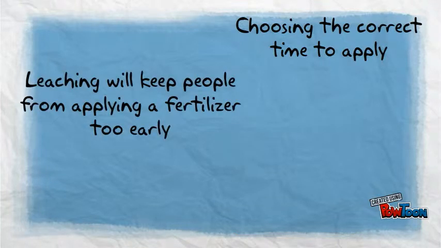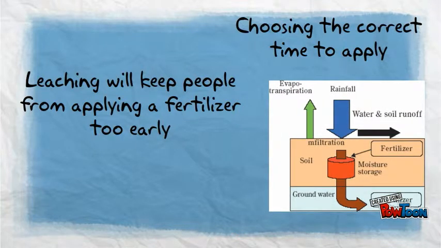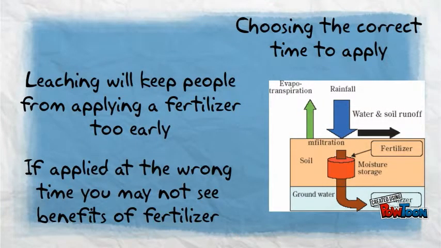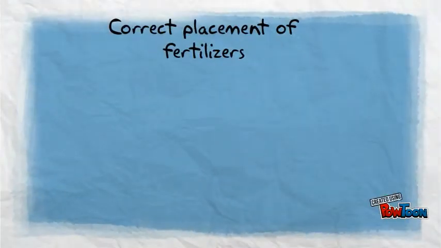Leaching will keep people from applying fertilizer too early. And here is an example. Rainfall goes through the soil. Nitrogen usually will leach through and get into the groundwater or even lower. If applied at the wrong time, you may not see the benefits of your fertilizer.